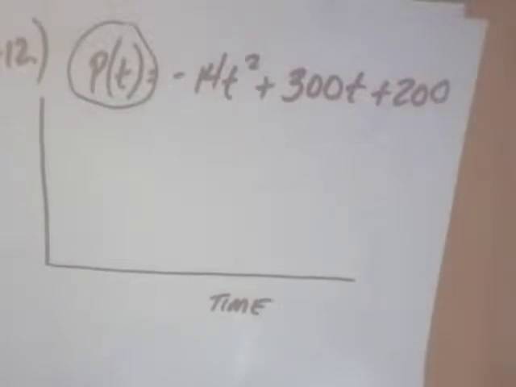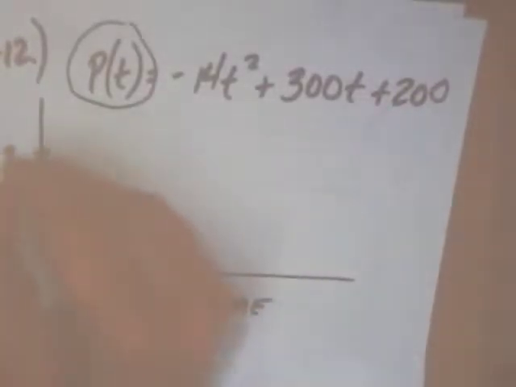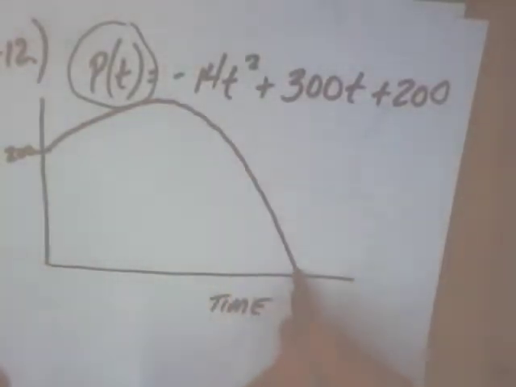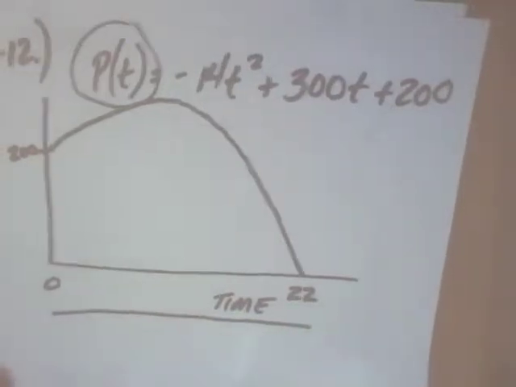What's the shape of this graph going to look like? It's gonna go down because it's negative. Parabola, right? Opening down. How about my y-intercept? It's 200, right? It's the constant. So it's going to start here about 200, go up and then come down. Probably this will be 22, we're looking at 0 to 22 days.